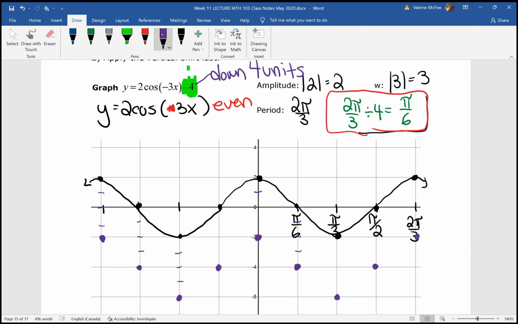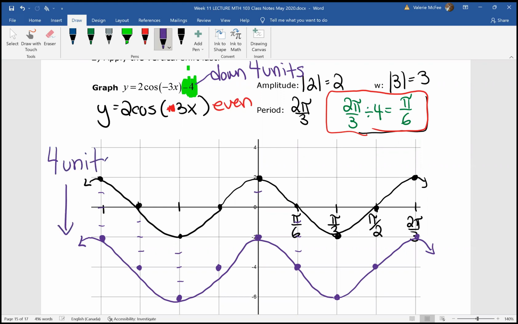Otherwise, everything about the graph stays the same. Still a wave, still continuing in both directions. We've just shifted it down 4 units. You can see that this changed our y-intercept. We don't have any x-intercepts. And it changed the range.